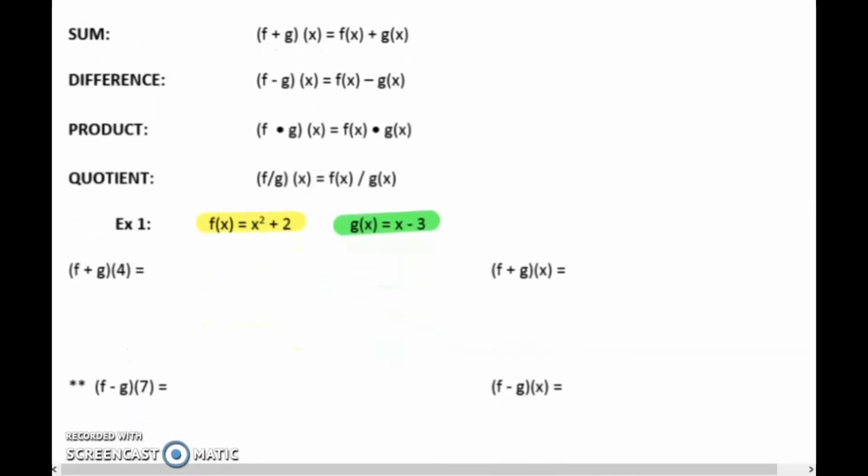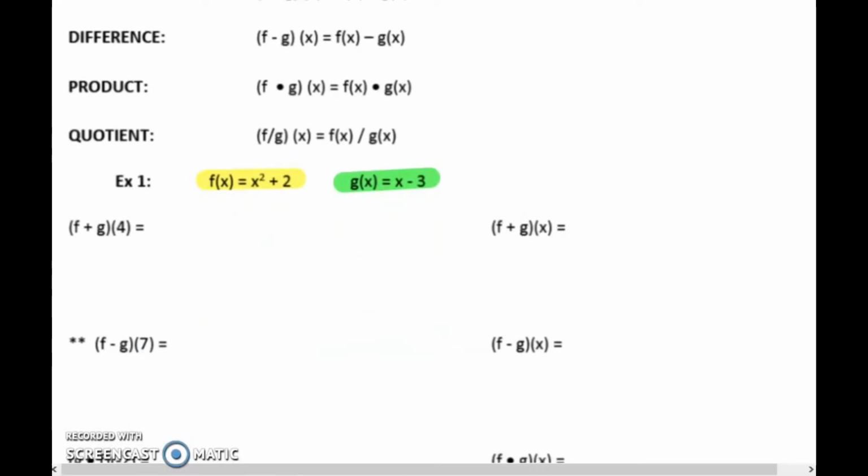I'm going to go a little bit slower for the first one or two, and then I'm going to go a little quicker for the rest, and you can check your answers at home. So first of all here, the work that we expect to see, (f plus g)(4), using that identity from up above, I want you to separate these. So you're going to evaluate f(4) plus g(4).